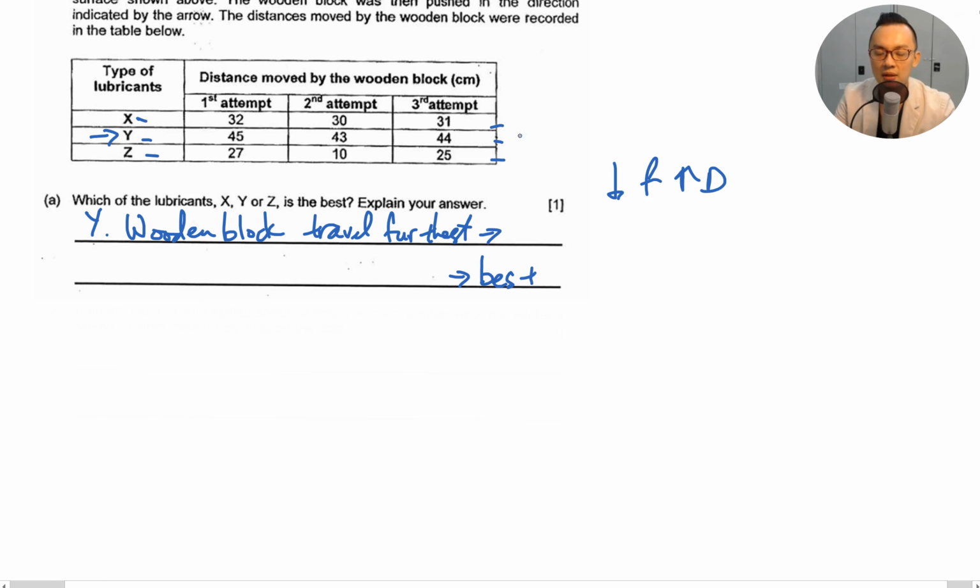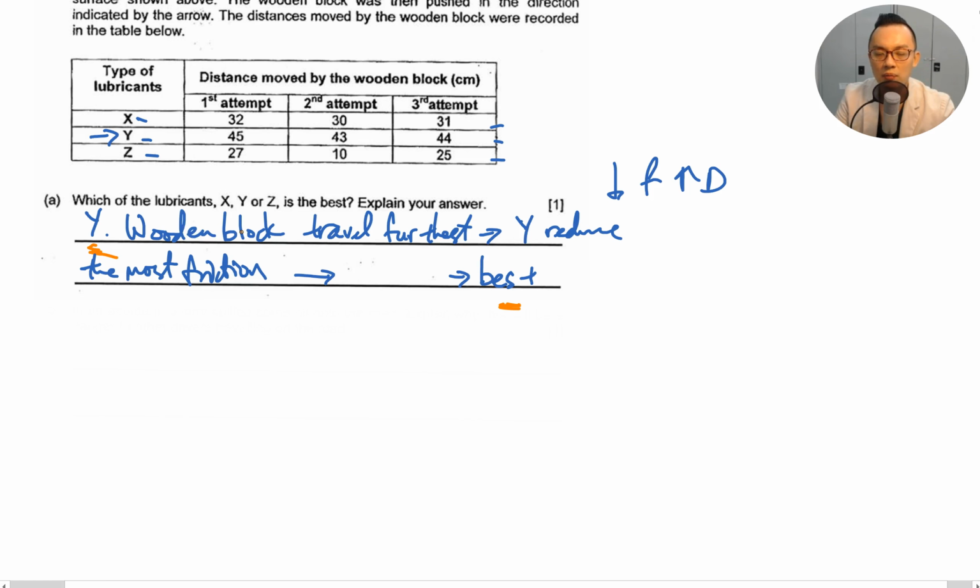All right, which means the lubricant Y reduces the most friction. All right, is there anything else you can write? And therefore it is the best. So in this question you have which of the lubricants is the best, why, and to state why it is the best. So the final state is that you have to say it is the best.